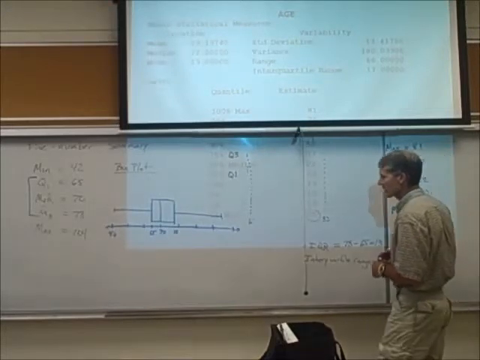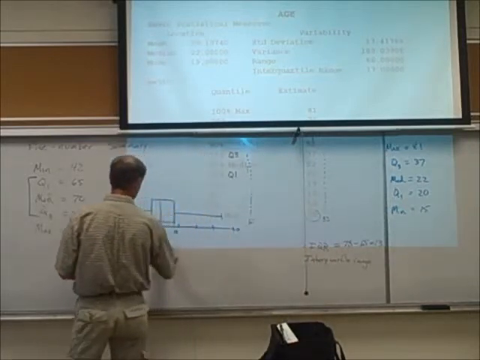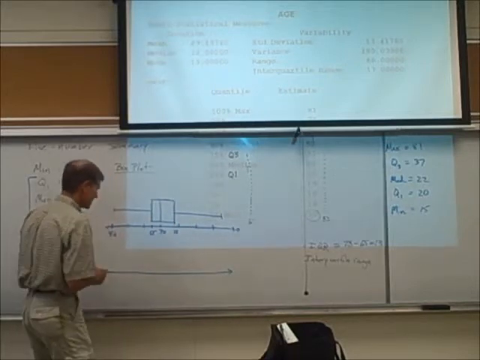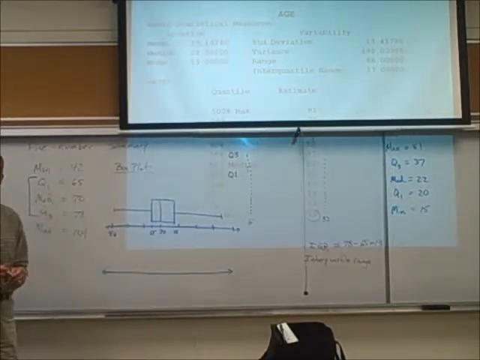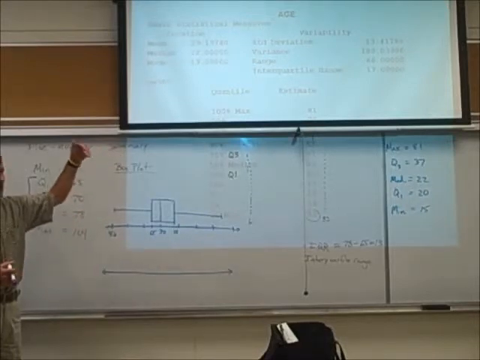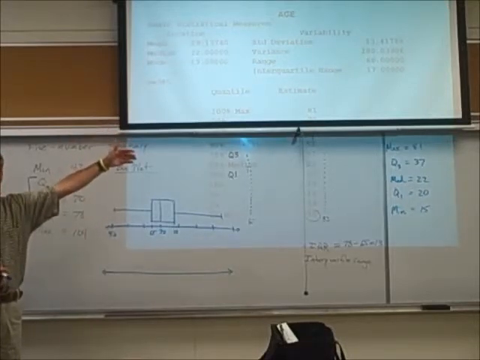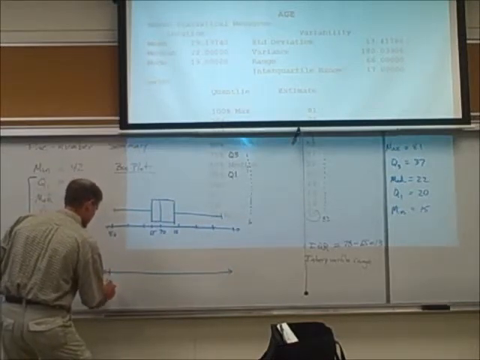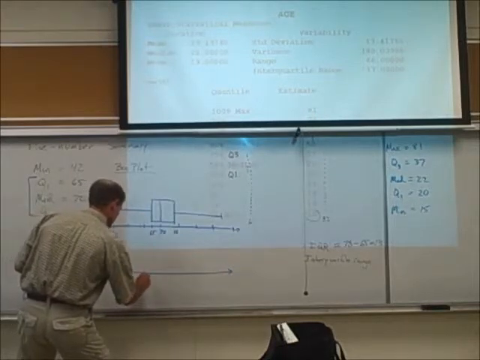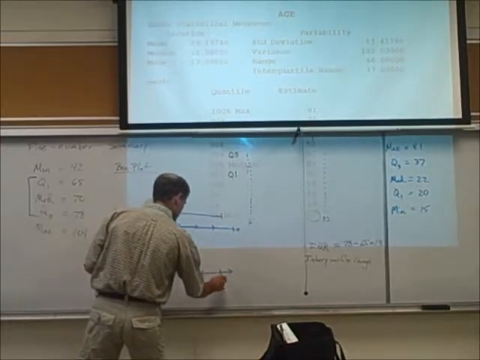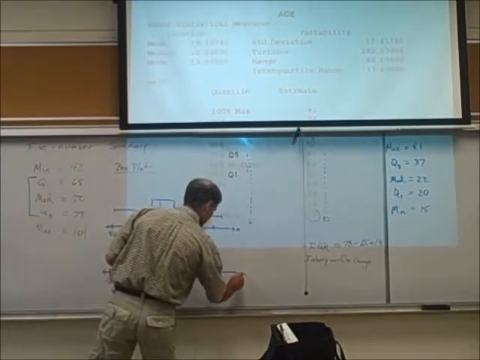So let's do the box plot of that. I'm going to do it underneath this one. So what's the first step? The marks. Okay, put the marks on. Label the number line so it will accommodate your min and your max. I need to go from 15 up to just past 80. So I'm going to start at 10 and go 20, 30, 40, 50, 60, 70, I'll stretch it out a little bit, 80.